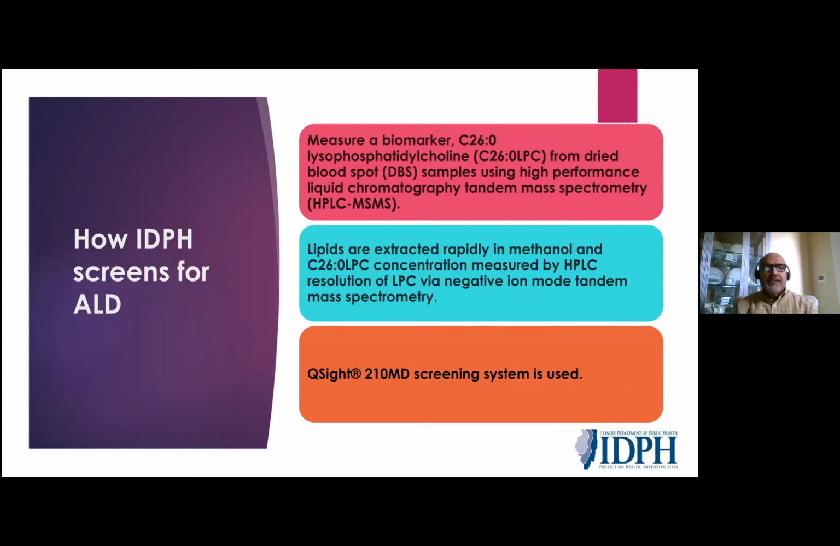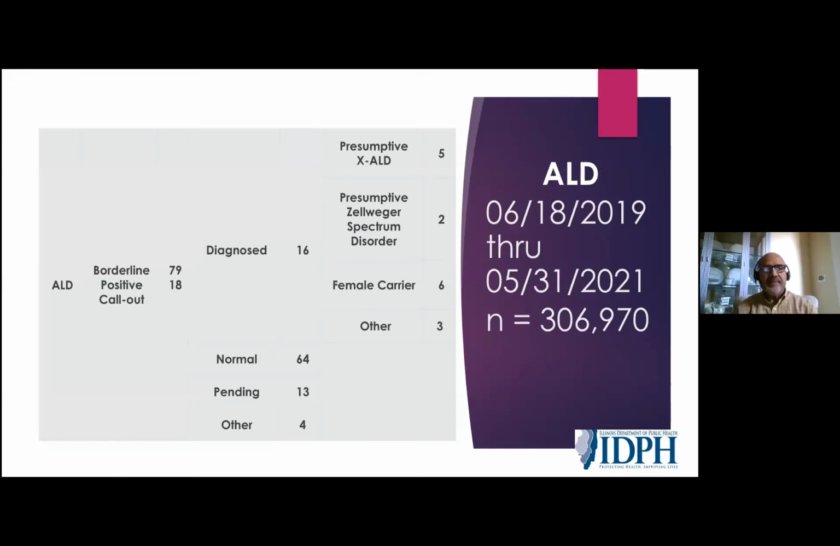The way we screen ALD, we basically measure the C26 LPC biomarker. This lipid is extracted rapidly in methanol, and we use HPLC in negative ion mode. We quantitate this biomarker using the QSI 210MD screening system. Next slide, please.